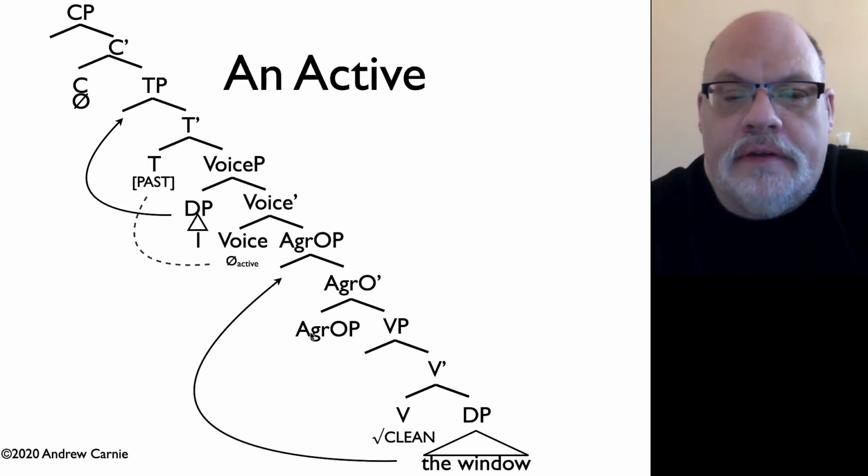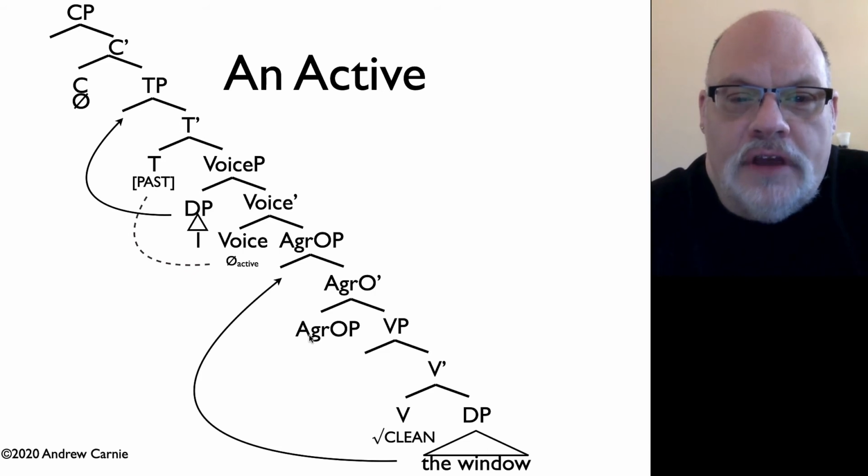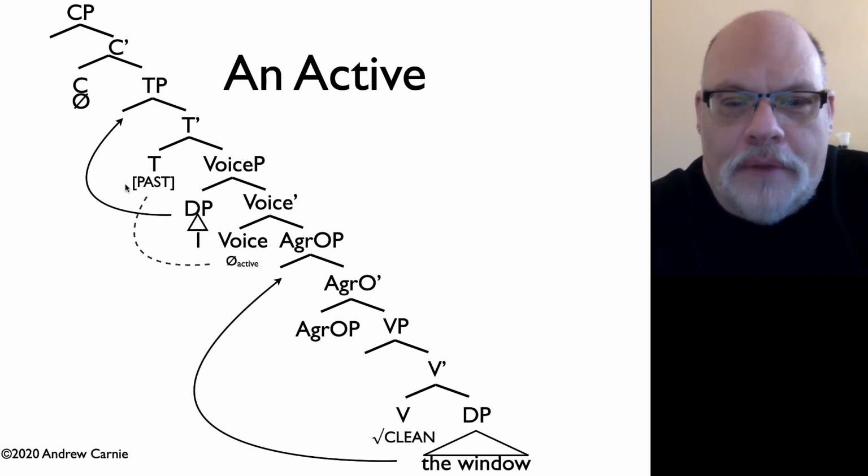Now you'll say to yourself, wait a minute, this gets us the wrong order, because in English we don't say "I the window clean," which is what is predicted by the tree we've drawn so far. It puts the order of window up here before the verb root. And obviously that's wrong. That's not the order that things appear in.